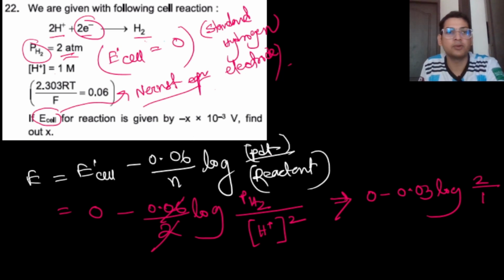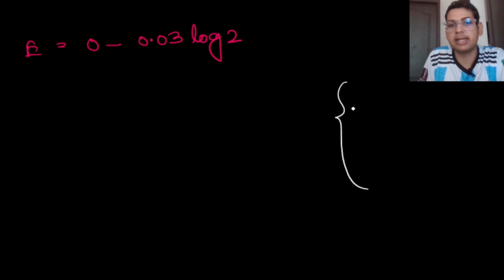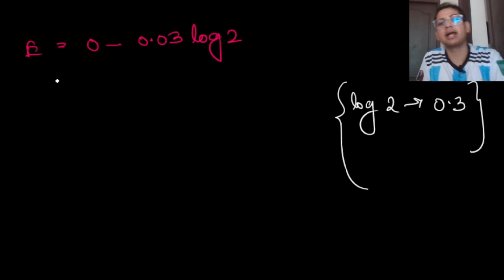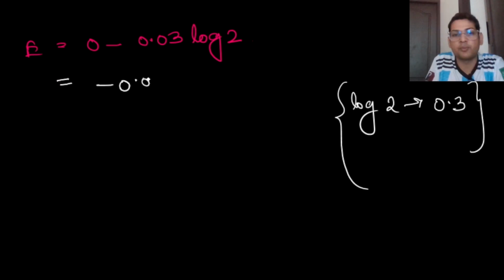Then from here I want to go to the next page. So E equal to, I got 0 minus 0.03 log 2. Now log 2 value you have to understand; in my class I have done a detailed discussion about the log table. Log 2 value we can say is 0.3. Actually it is 0.301, but we can say 0.3. Okay, sir, if this is the case, then I can write minus 0.03 into 0.3, that means that E value is coming as 0.009.